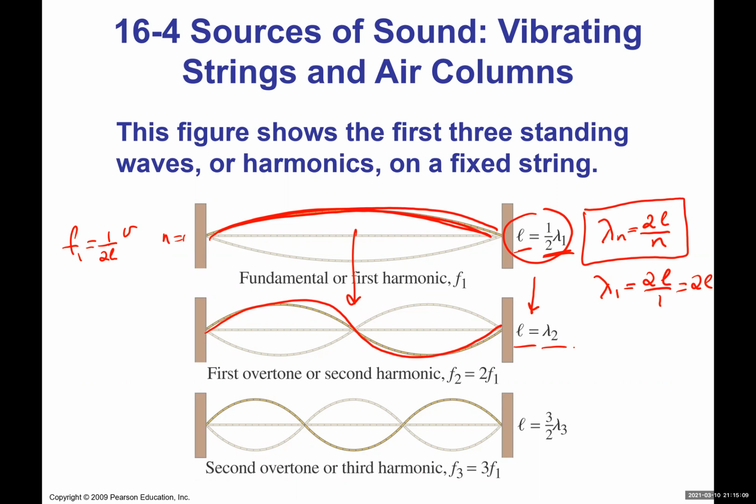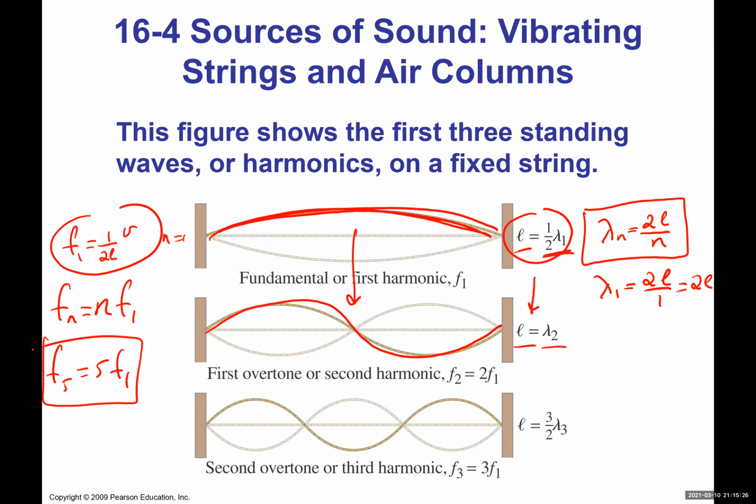And that means, once you find the frequency for your fundamental, then any subsequent frequencies will be n times, that means the next harmonic, times f1, the fundamental. So if, let's say, the fifth harmonic, it will be 5 times the fundamental, and so on and so forth. So basically, that's what we learned in the previous chapter.